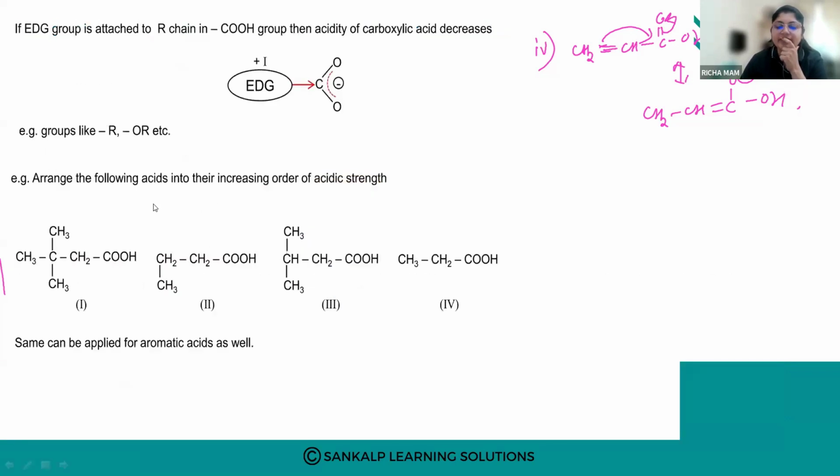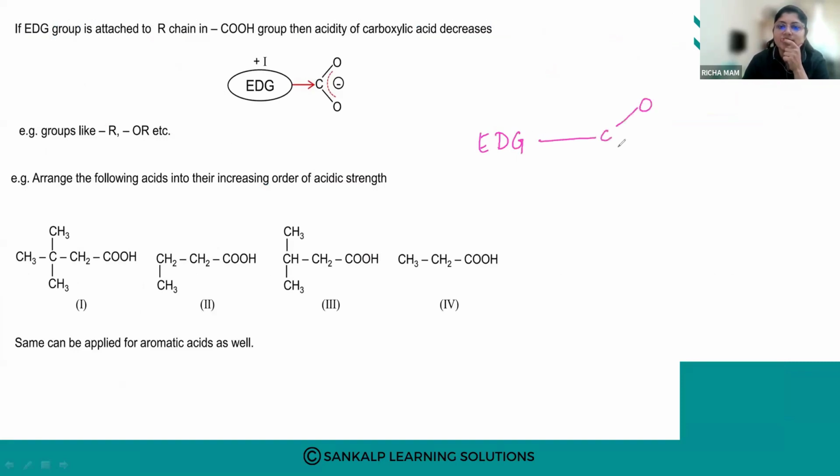Next is the effect of electron donating group. So electron donating group, what will it do? When it is attached to a carboxylic group, what will happen? Electron donating means it will give electrons. It is donating electrons. So it will decrease the acidic strength. It will show you plus I effect. It decreases the acidity.